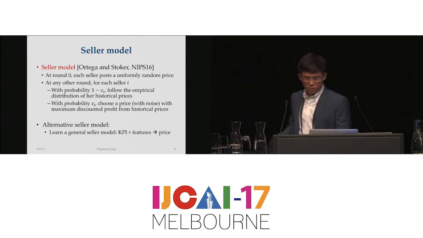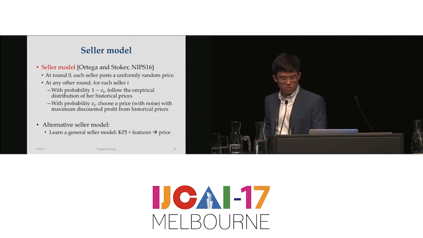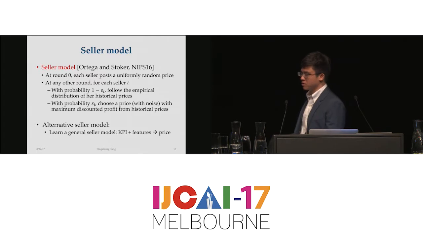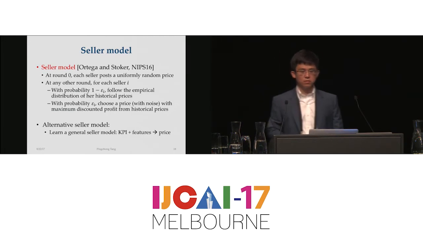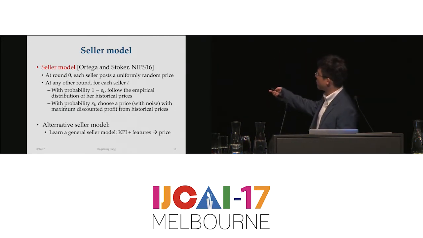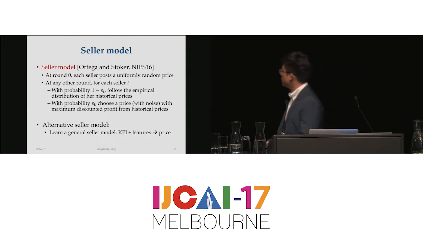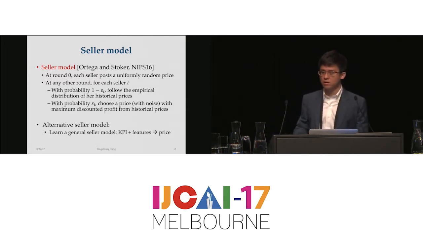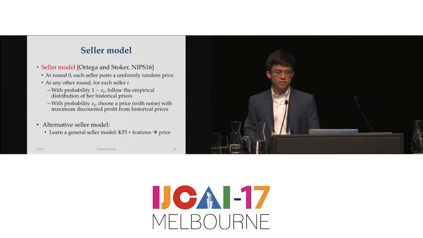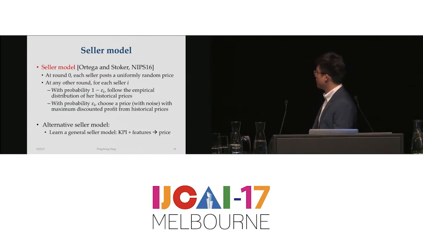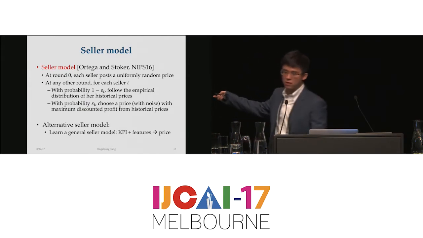So we use this so-called sellers model, inspired by this NIPS paper last year. The seller's decision can be considered as a linear combination of statistics and rationality. With probability 1 minus epsilon, which is the parameter of the seller, he will draw a random price from his empirical price distribution. And with probability epsilon, he will draw a price that gives him the maximum profit in the past. So if 1 minus epsilon goes to 1, this is entirely statistics. And if epsilon goes to 1, this is game theory.